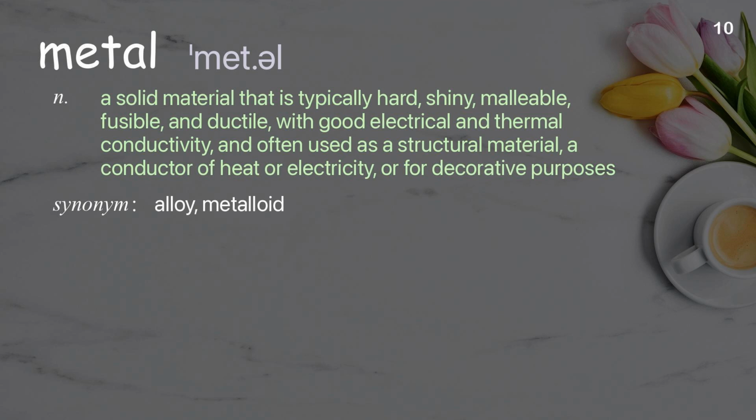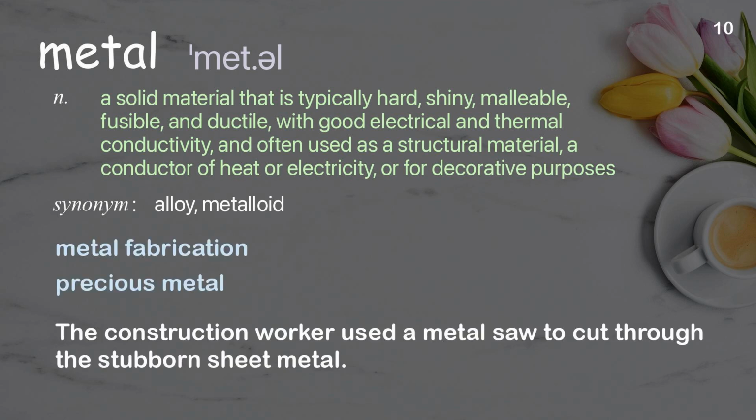Metal. A solid material that is typically hard, shiny, malleable, fusible, and ductile, with good electrical and thermal conductivity, and often used as a structural material, a conductor of heat or electricity, or for decorative purposes. Examples: Metal fabrication. Precious metal. The construction worker used a metal saw to cut through the stubborn sheet metal.